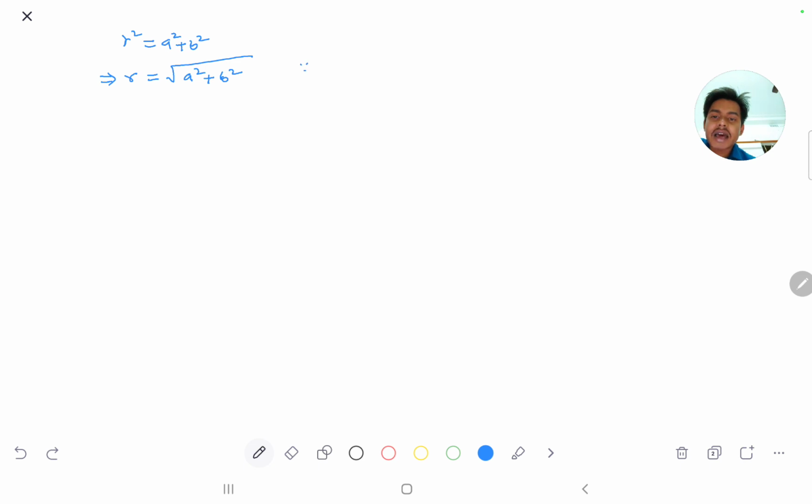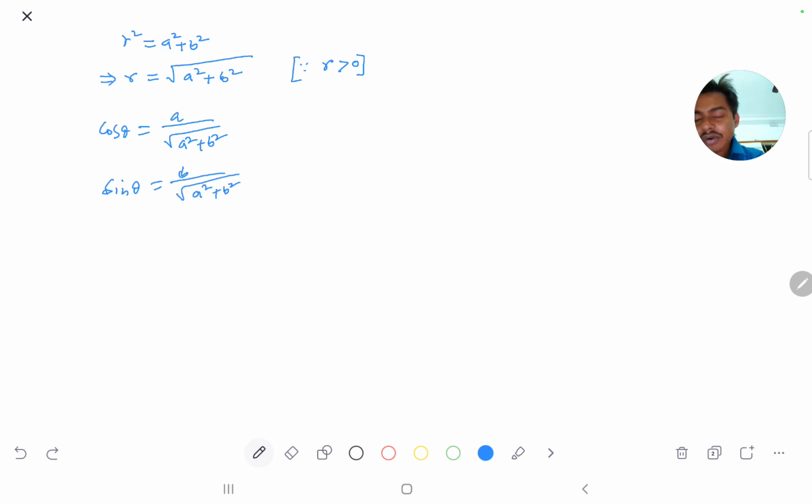I'm assuming here r is positive, though some people actually use r negative. In that case, I am neglecting it here. So I am taking r positive. Once you have r, cosine theta will be a divided by r, which means a over square root of a square plus b square. And sine theta will be b divided by square root of a square plus b square. Using these three relations we can calculate r and theta. Here is one example.